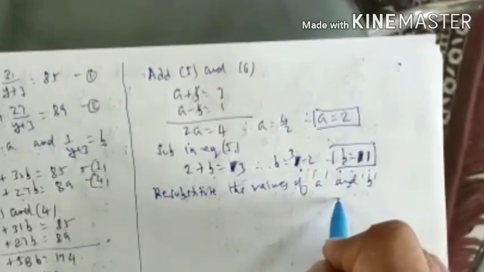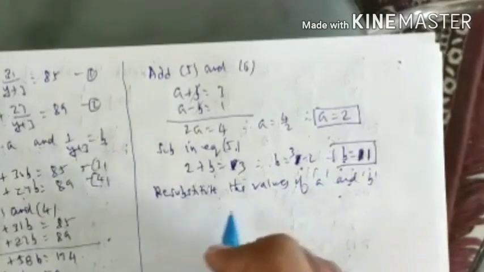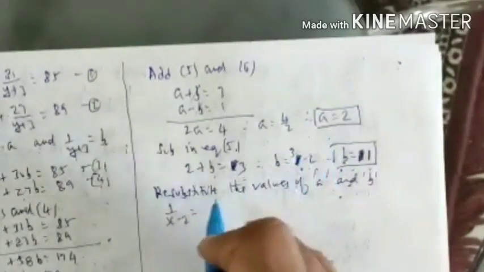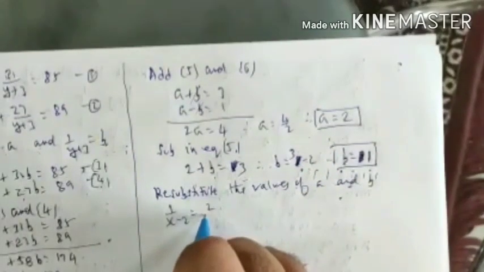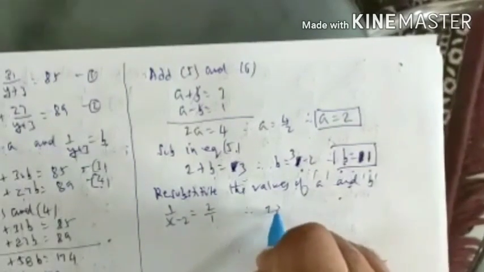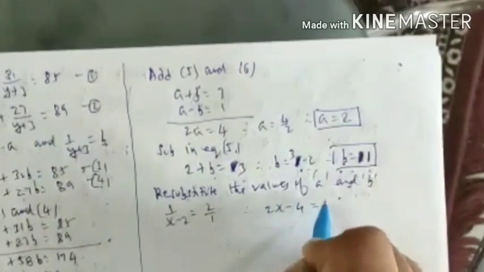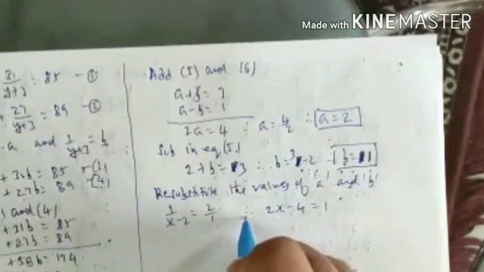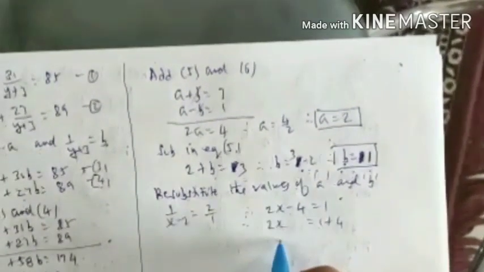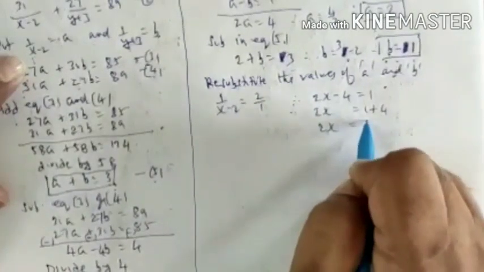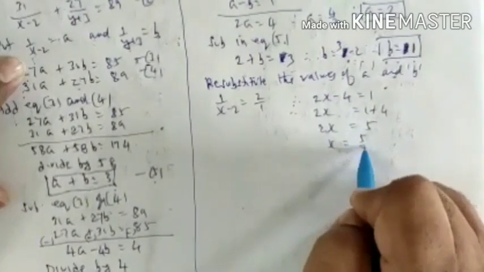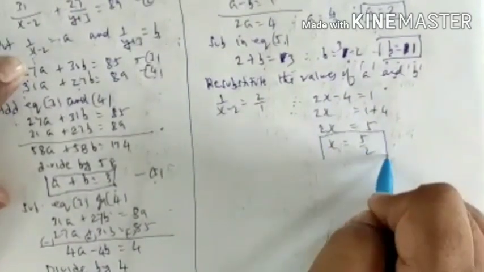Resubstitute the values of a and b. Now what is a? 1 upon x minus 2. 1 upon x minus 2 equal to a means 2. 2 we can write as 2 upon 1, cross multiply it. Therefore what we get? 2x minus 4 is equal to 1. Therefore 2x is equal to 1 plus 4. Therefore 2x is equal to 5. Or we get x is equal to 5 upon 2.